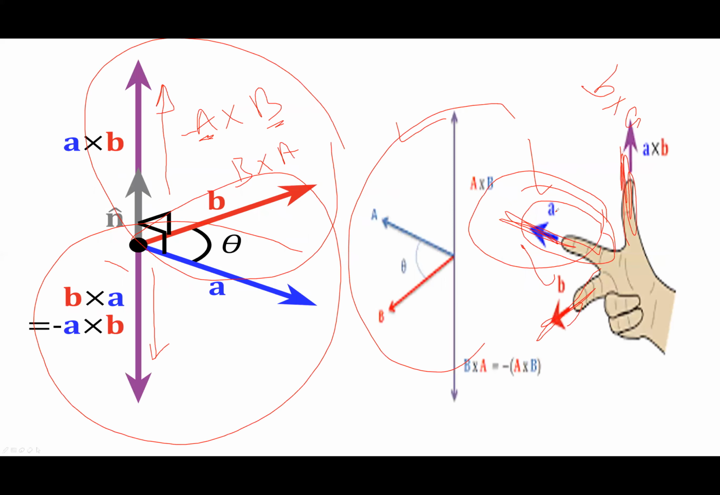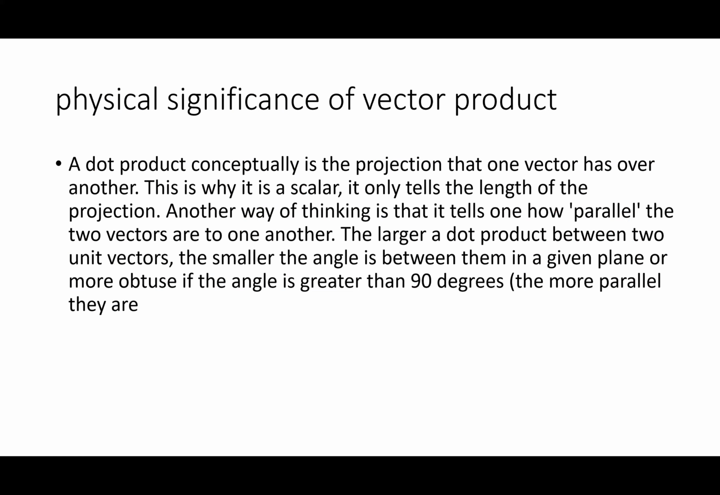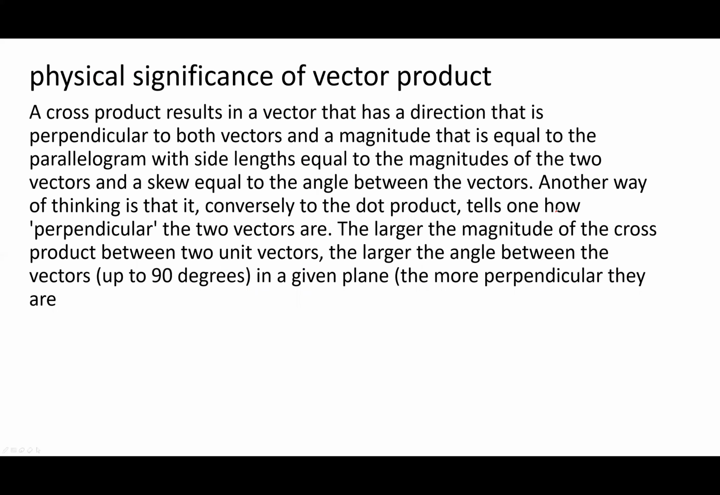So, the physical significance of the first one is the dot product, and this one is the vector product. The physical significance of the cross product is that A cross B will give you the direction of the resultant vector and the area occupied by the two vectors. The third significance is that it gives you the effective component of one vector along the other vector.